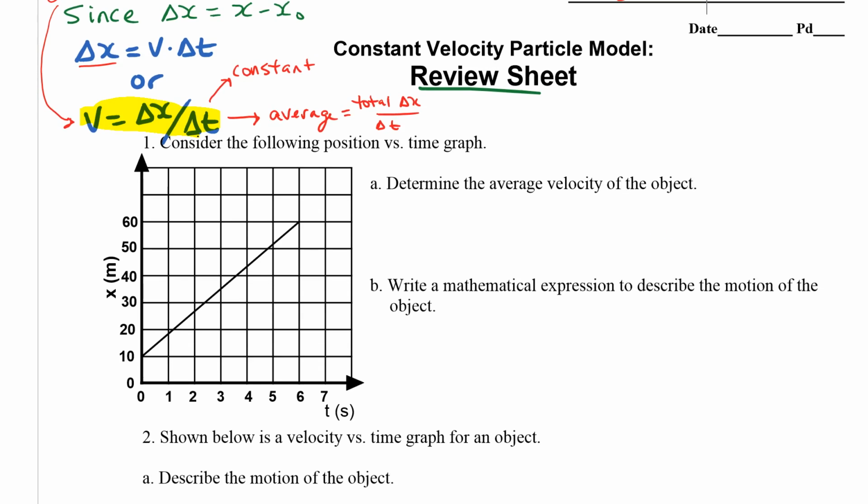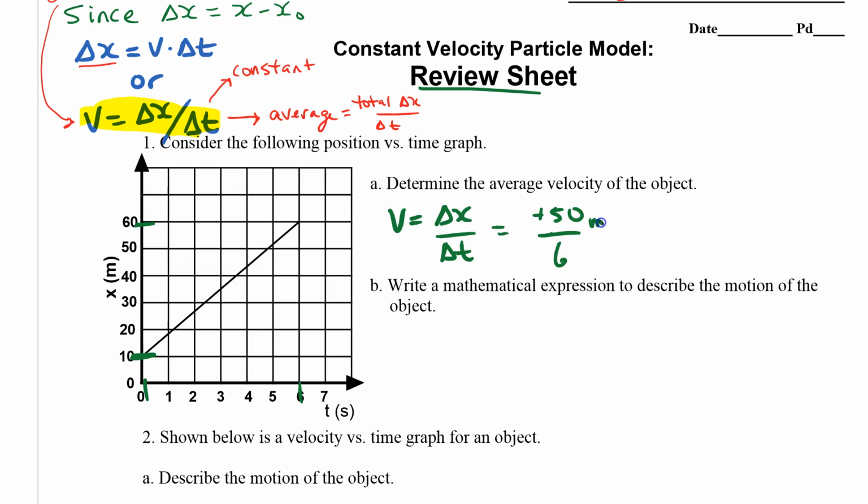It says determine the average velocity of the object. So if I look at this, how do I figure out average velocity? Well, I kind of got that right now. Average velocity is going to be equal to the change in position, which is known as the displacement, divided by how much time went by. So in this case, it started at 10 and it ended at 60, so it went 50 in the positive direction. It increased by 50. How much time went by? Well, from 0 to 6 seconds, 6 seconds went by.